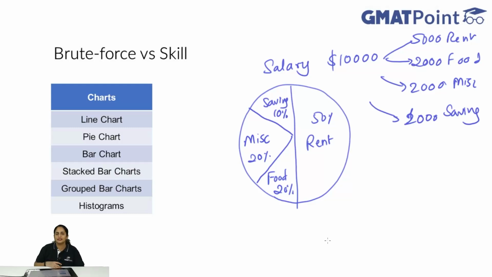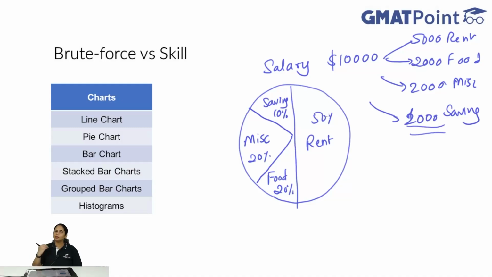So if the chart is given and if you are asked, okay, what is the ratio of savings to rent? So without even finding out the actual values of 1,000 and 5,000, I can say that savings is 10%, rent is 50%, the ratio will be 1:5.